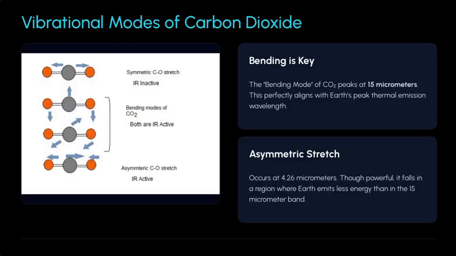Okay, we can talk about vibration modes of carbon dioxide. The bending mode is key, since the bending mode of CO2 peaks at 15 micrometers, and this aligns perfectly with Earth's peak thermal emission wavelength. The asymmetric stretch occurs at 4.26 micrometers, and though powerful, it falls in a region where Earth emits less energy than in the 15 micrometer band, as you can see here.